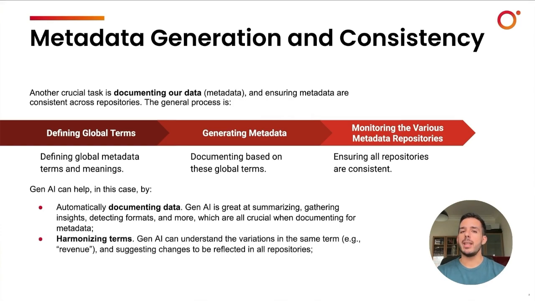And then it's also great at harmonizing terms. That is, LLMs can understand the variations in the same term, right? Such as, for example, revenue or profit, suggesting changes that should be reflected in all repositories. For example, are we talking about top-line revenue or bottom-line revenue? So GenAI can detect when you are using different definitions in metadata, suggest one global definition, and fix all of the metadata repositories that don't reflect that global definition.